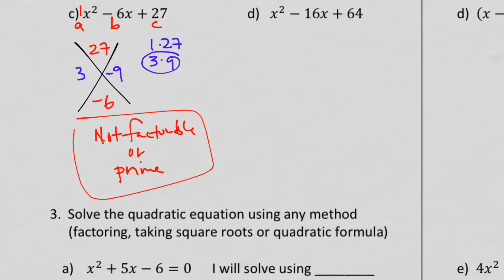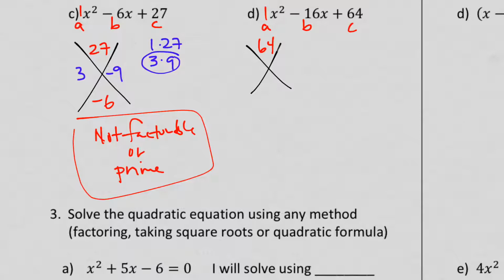Okay, 2D. So again, factoring this quadratic. So here, a equals 1, b is negative 16, and c is 64. Now again, in this case, a times c is going to be 64.